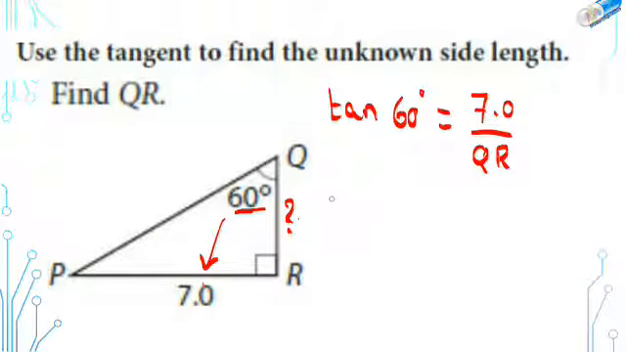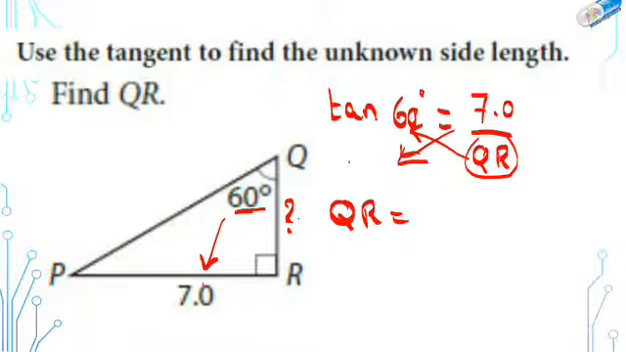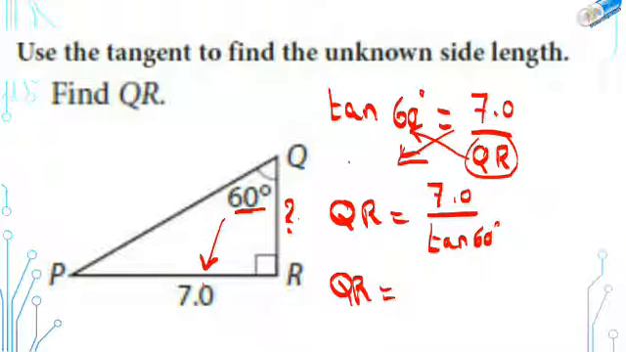So from the calculator you can get tan 60, and this is now an equation. You can solve it for QR. So to get QR, I write QR is equal to 7.0 divided by tan 60. So I exchange the places, I just exchange the place of QR and the tan 60 to get the QR. And QR on the calculator, you calculate 7 divided by tan 60, you will find it's equal to 4.0, which is just 4.